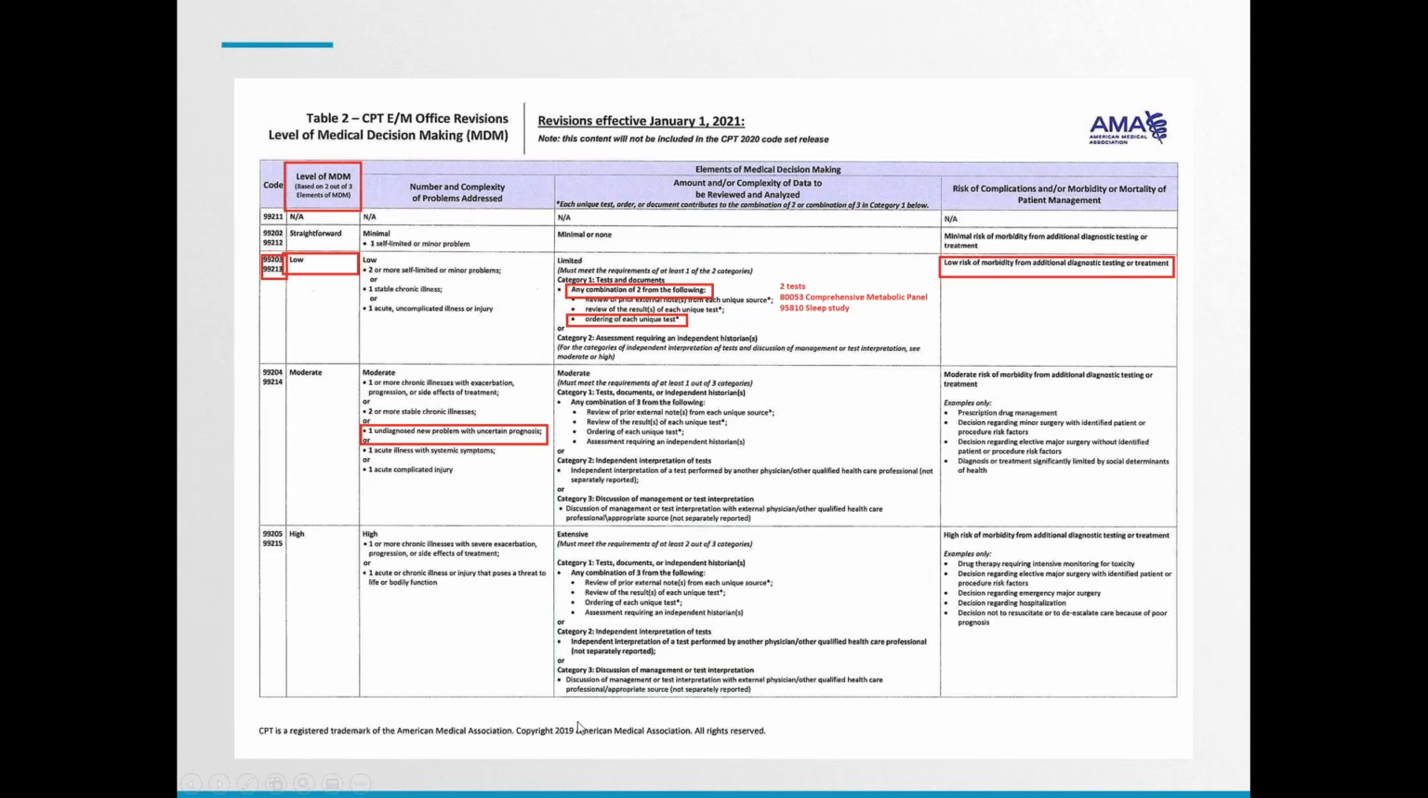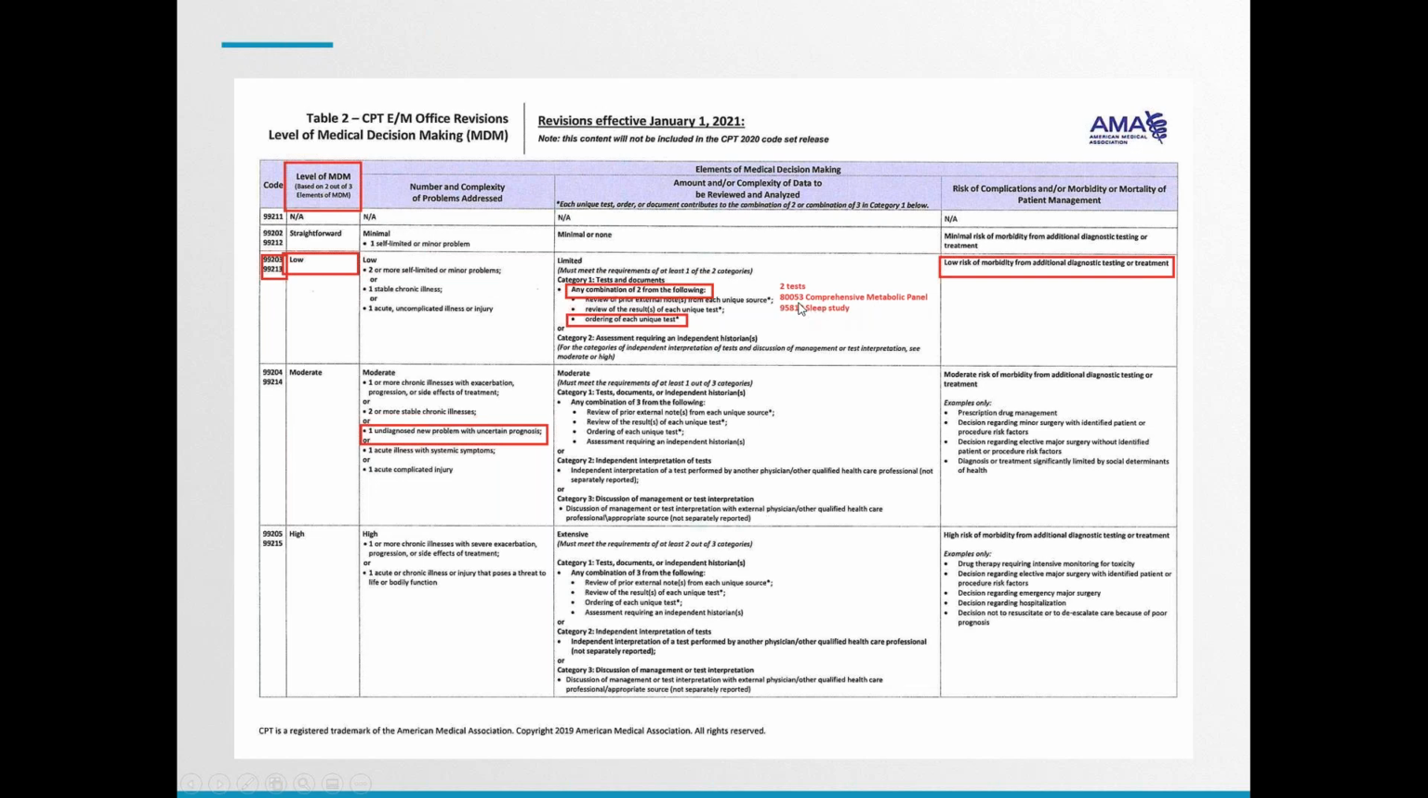So in this case, we have one undiagnosed new problem with an uncertain prognosis. So we're ordering some tests. Maybe the patient has chronic fatigue syndrome, and that's causing the inability to sleep, or maybe the patient has sleep apnea that's causing the fatigue. So this provider orders 2 tests, right? They order the comprehensive metabolic panel and the sleep study.